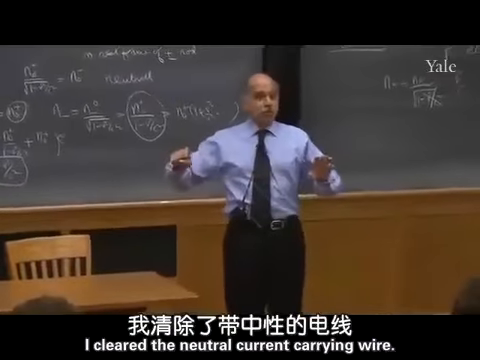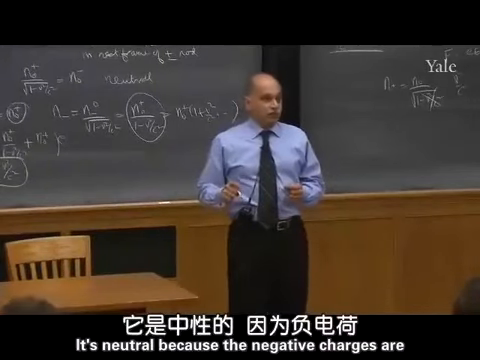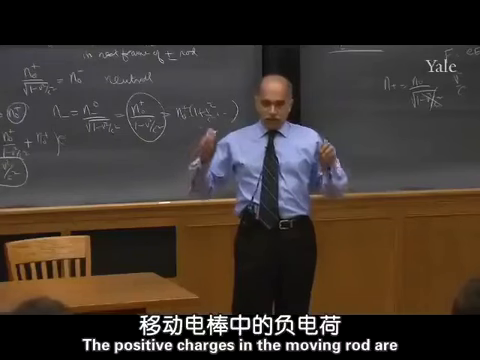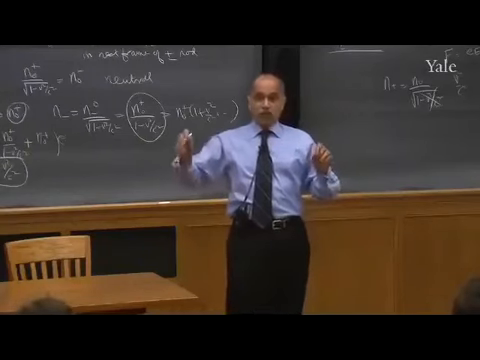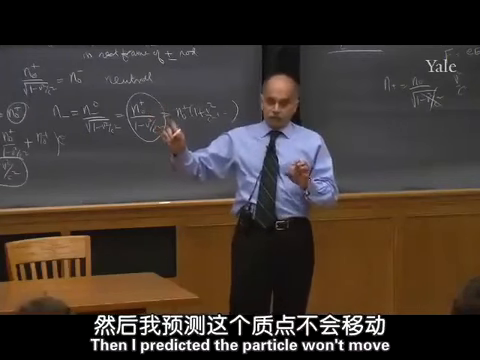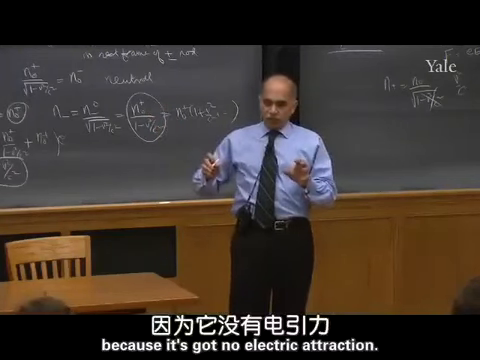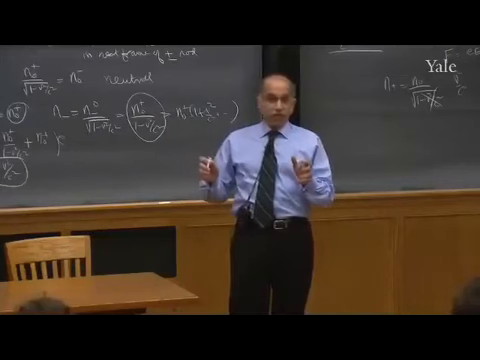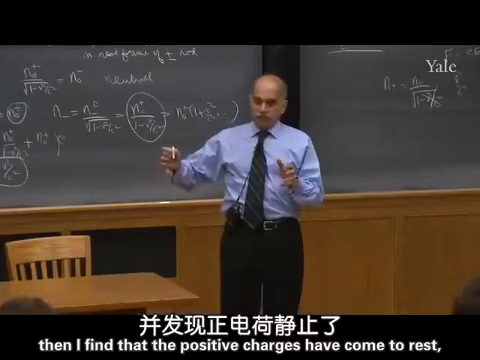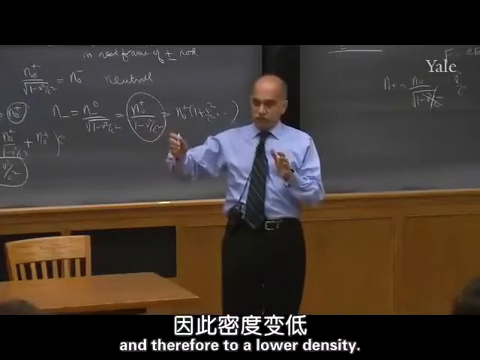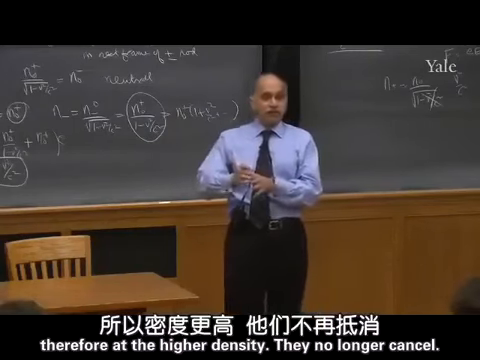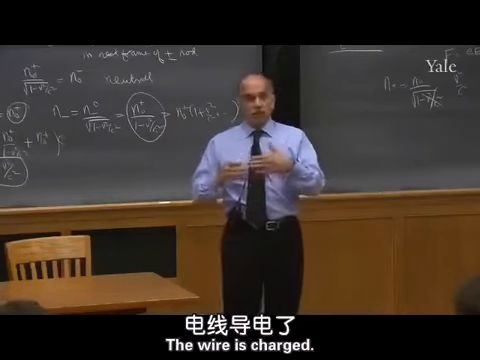I know about electrostatics. I create a neutral current-carrying wire. It's neutral because the negative charges are at rest at some density. The positive charges in the moving rod are also at the same density, but the rest density is somewhat lower. Then I predict that the particle won't move because it's got no electric attraction. Then I go to the rest frame of the particle. Then I find that the positive charges have come to rest, and therefore to a lower density. Negative charges are moving the other way, therefore at a higher density. They no longer cancel. The wire is charged.